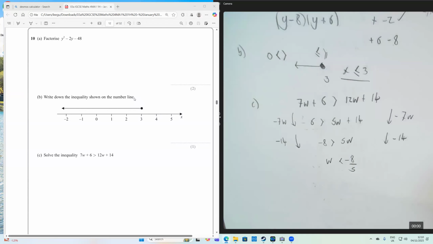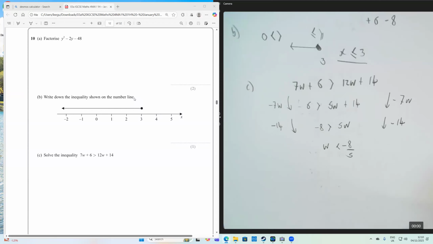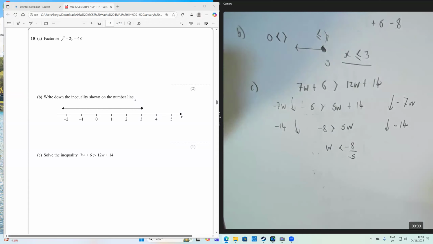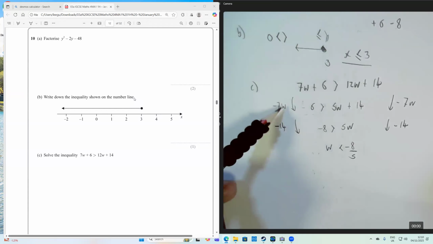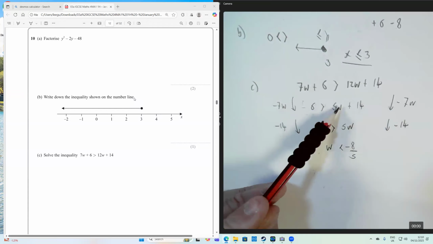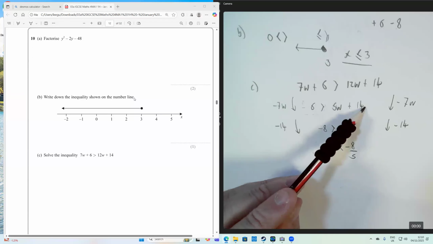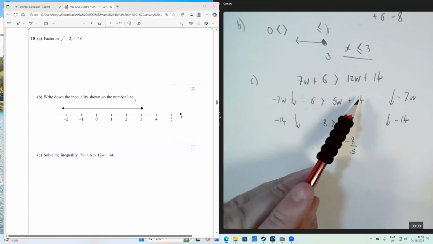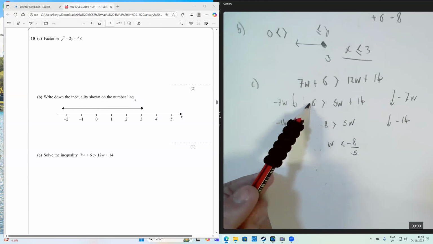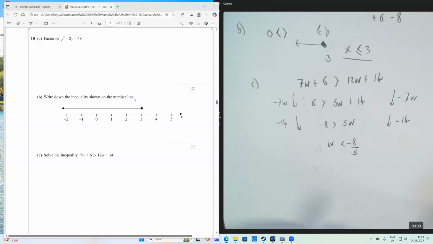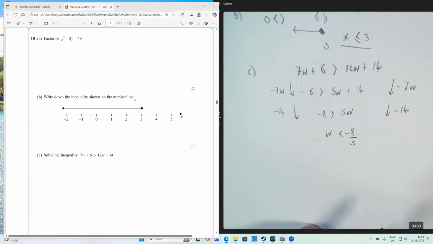Okay, that's part B. Now part C, question 10, part C. Solve that inequality. Okay, so we're going to solve it just like we would solve a normal equation to start off with. I've chosen to take 7w off both sides, leaving me with 6 is greater than 5w add 14, because 12 take away 7 is 5. I've now subtracted 14 off both sides, so 6 take away 14 is minus 8, so minus 8 is greater than 5w, and then finally I just need to divide by 5.